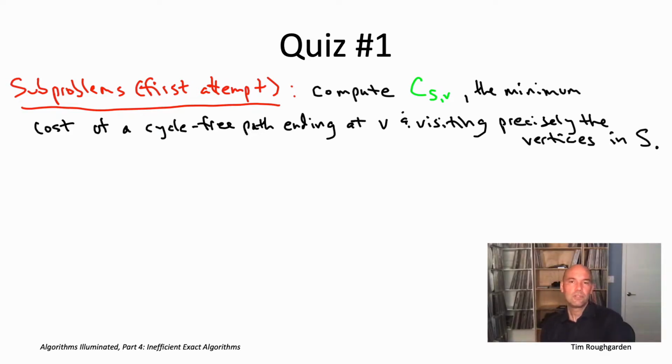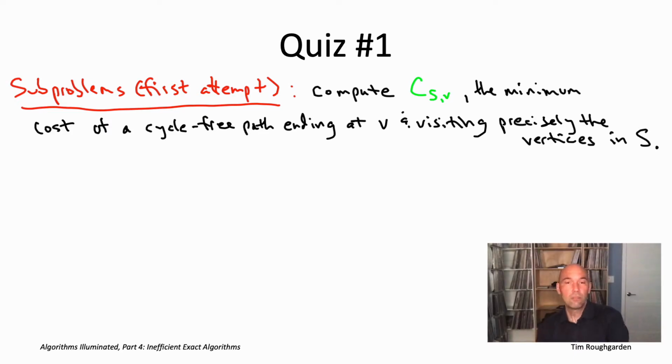And then the definition of the subproblem corresponding to a choice of capital S and a choice of little v is just to compute the minimum possible cost of any path that ends at v and visits exactly the vertices in capital S. One minor difference from the TSP is here, a k-path could start anywhere. It doesn't have to start at some designated vertex like vertex 1. So that's why we say any path at all, starting wherever, ending at v, and visiting exactly the vertices of capital S. We want to know the minimum cost of a path of that form.